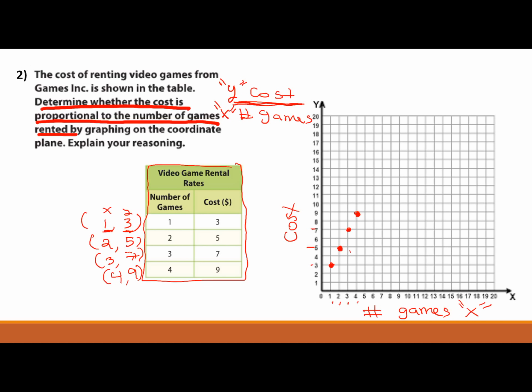Okay. Remember, it's proportional only if it's a straight line going through the origin. So we'll go ahead and connect the dots. And this line does not go through the origin. Even though it's a straight line, it does not go through the origin. So we can conclude that this line is not proportional.